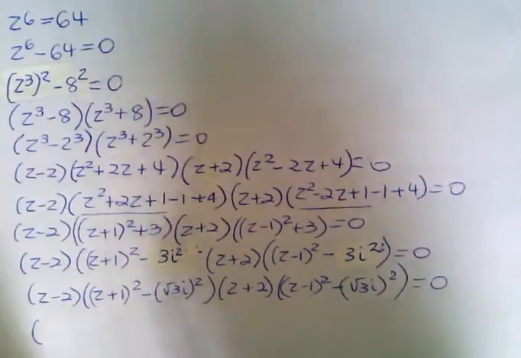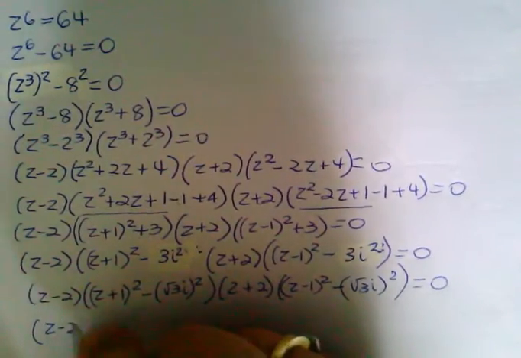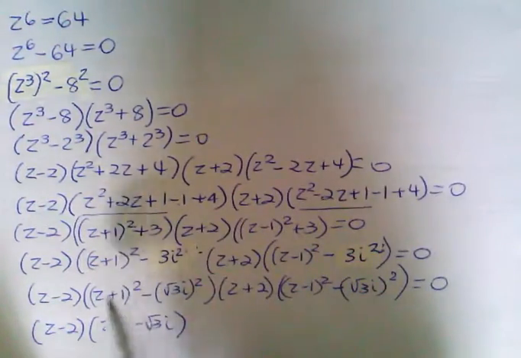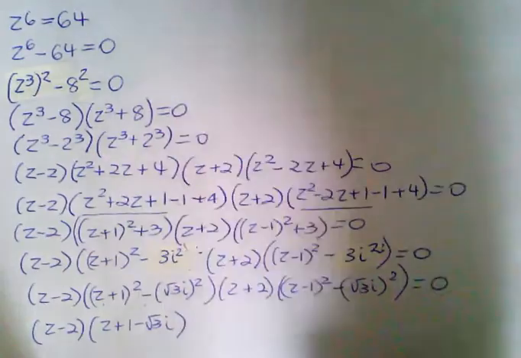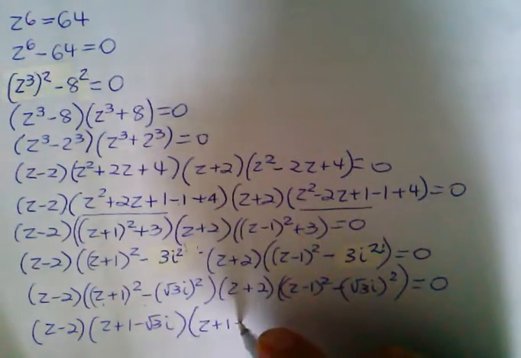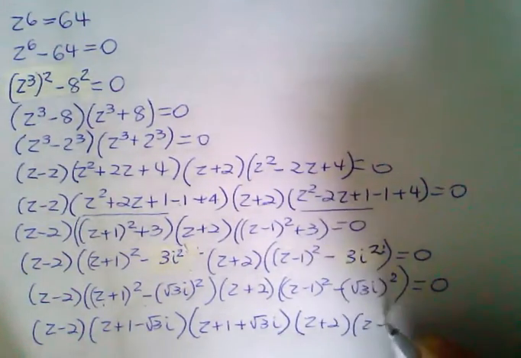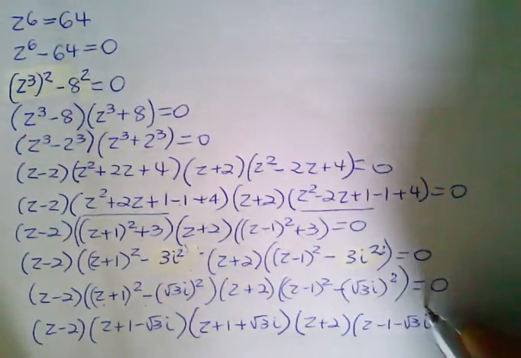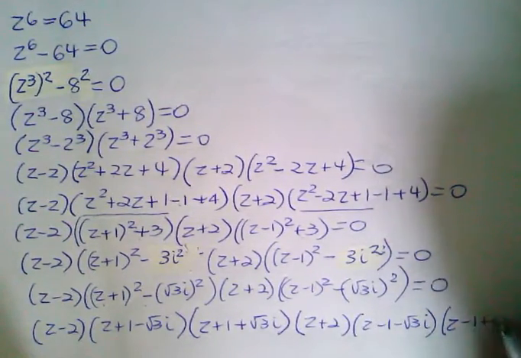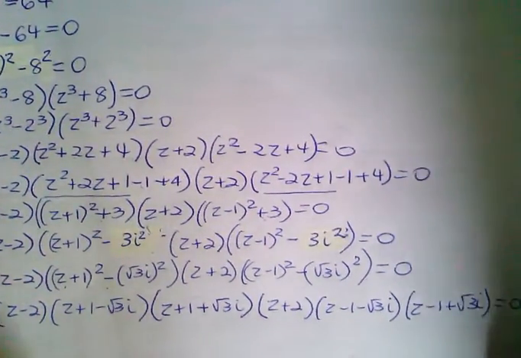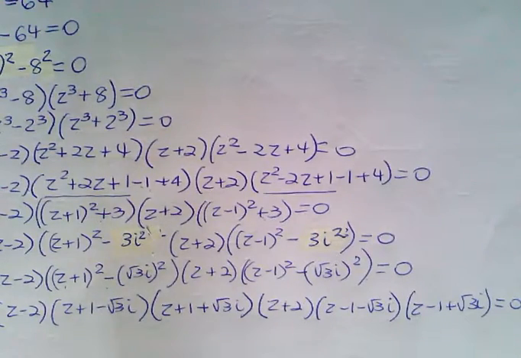So now doing this as a difference of 2 squares, I've got z minus 2, z plus 1 minus root 3i, because this is of the format a squared minus b squared, is a minus b, a plus b. And I've got z plus 1 plus root 3i. And over here, I've got z plus 2, and I've got z minus 1 minus root 3i, bracket, z minus 1 plus root 3i, and that all equals 0. Okay, so that is the fully factorised form.